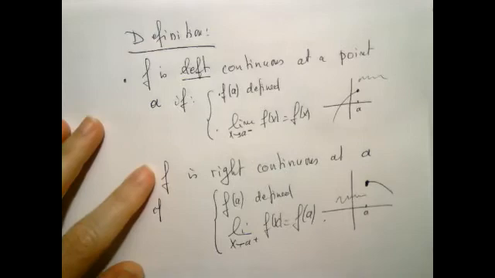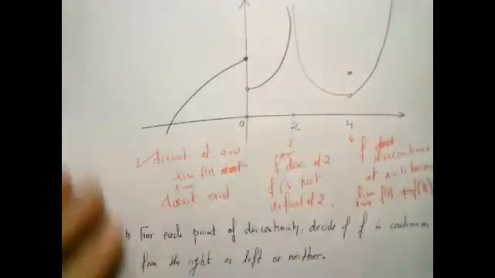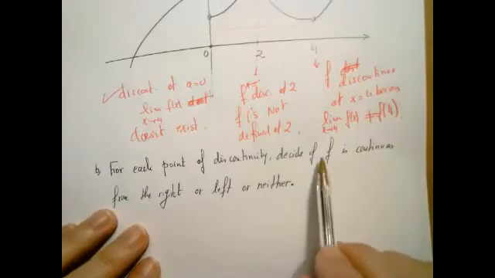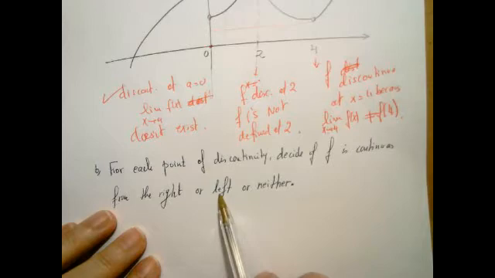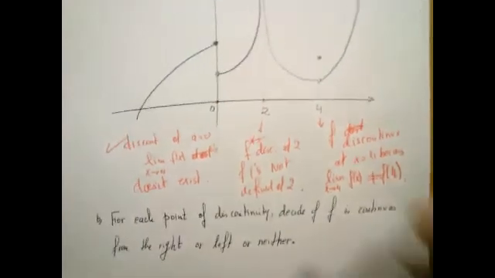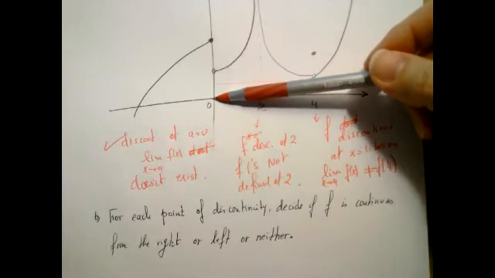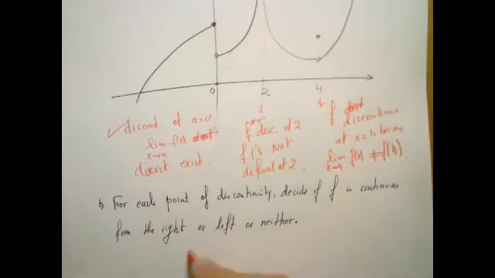So if I go back to my graph here, the question is, for each point of discontinuity, decide if f is continuous from the right, from the left, or neither. It means it's really discontinuous, period. So we start with each one of them. X equal to 0. Is this right continuous, left continuous, or neither? Quickly. We go through the list.